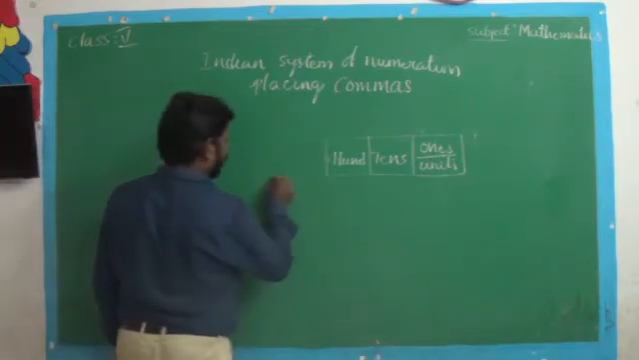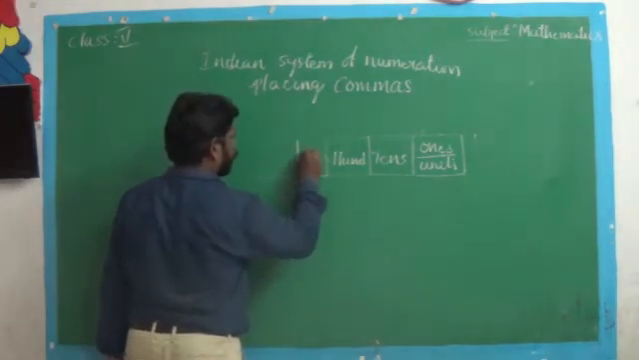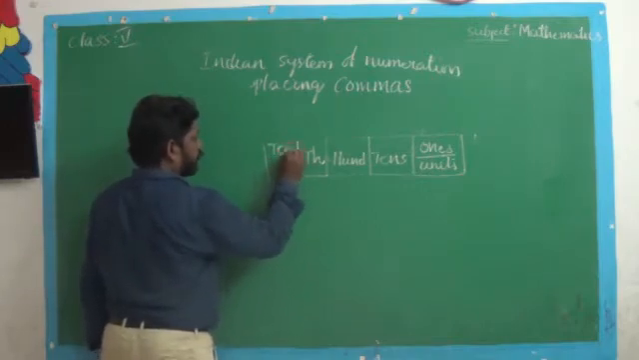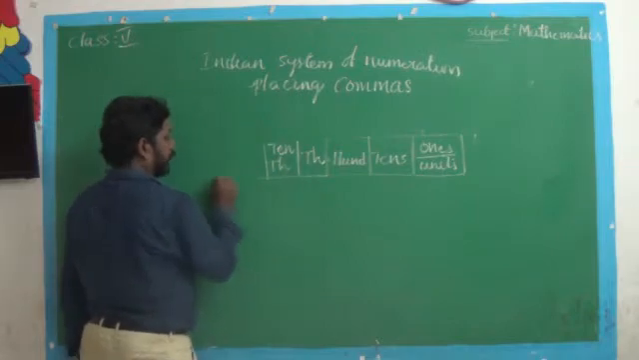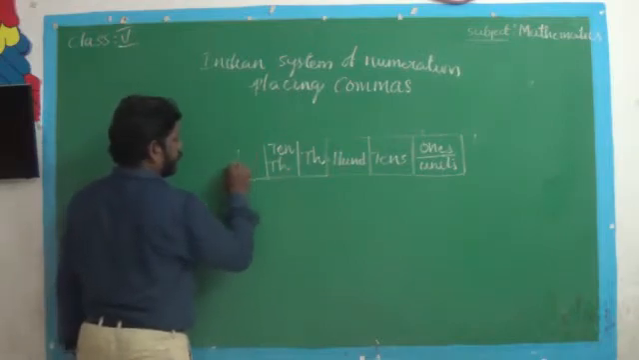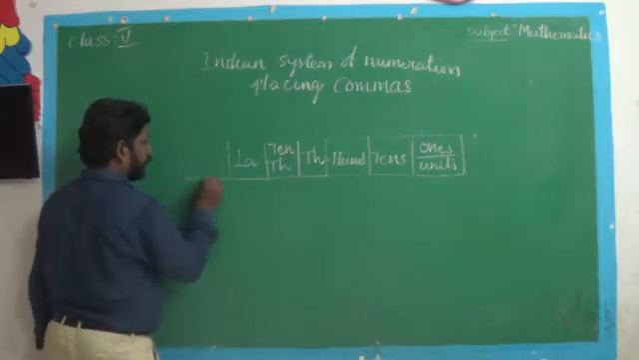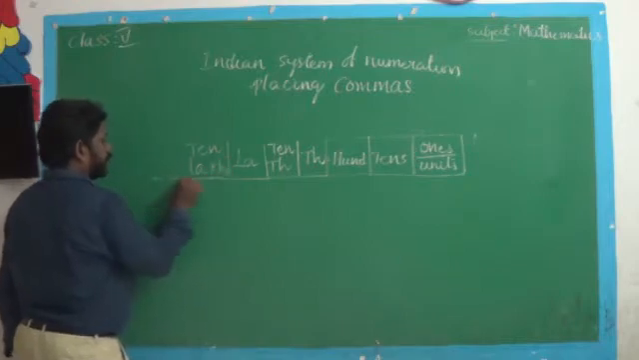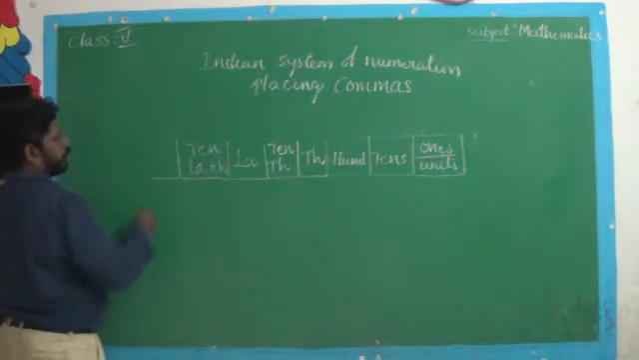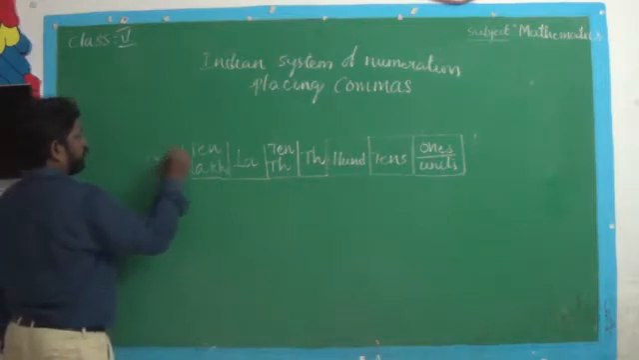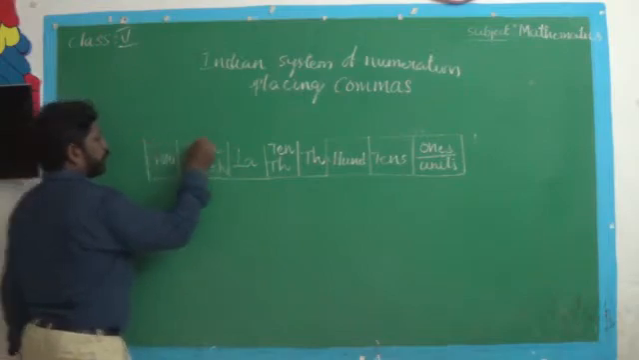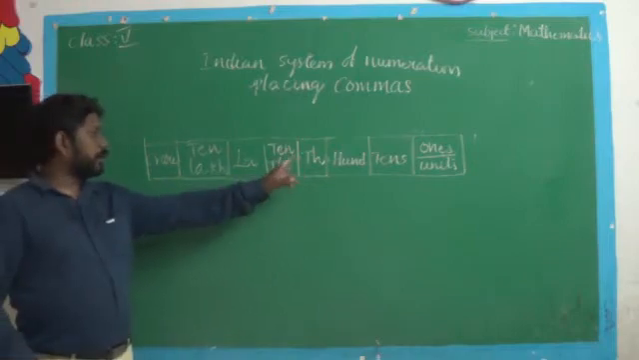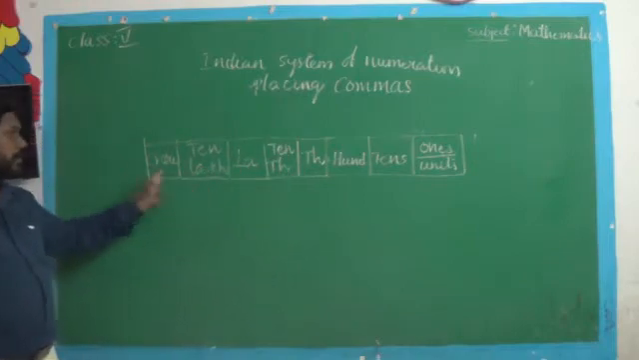Next we will go for the next thing, that is thousands. And next 10,000. And then next lakhs. Then after, 10 lakhs. Then after, crore. Now, these are the base values we know very well: ones or units, tens, hundreds, thousands, 10,000s, lakhs, 10 lakhs, crores.